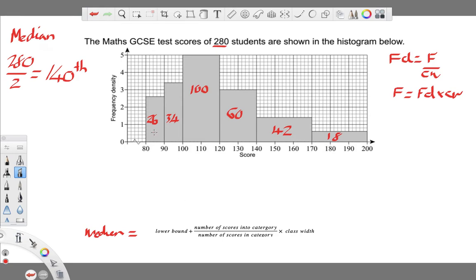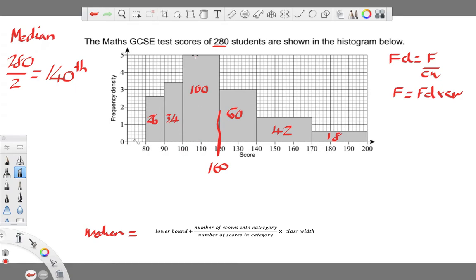We need to find what bar the 140th value falls in. Well, it's not going to fall in the first bar because there's only 26 values. So then we look at the second, and if you remember, we do a kind of running total of the frequencies as we go along. The second bar, there's been 60 frequencies, so that's no good. But then the third bar, we'd add 100 to that, so we find that there's 160. So up to this point, there is 160 scores up to that point.